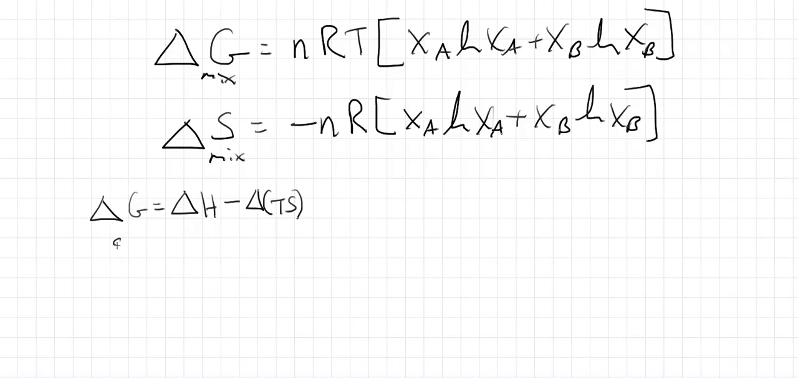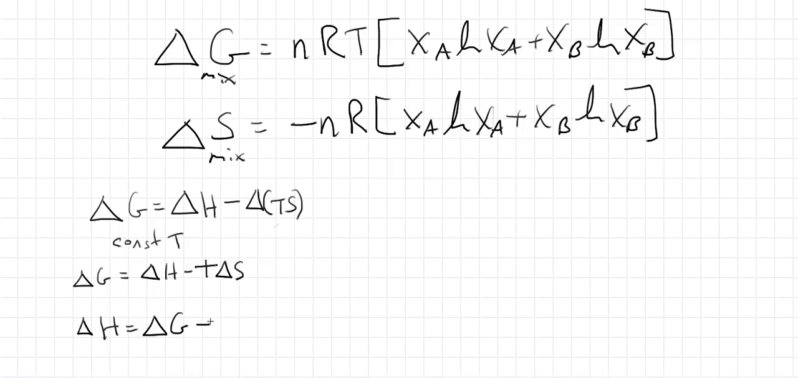And if we were working at constant T, which we were, right? These expressions were for constant temperature mixing, then we can say delta G is equal to delta H minus, well, we can pull the T outside since we're at constant T. So T delta S, and that's an expression you're familiar with already. And so we can say delta H is just delta G plus T delta S.